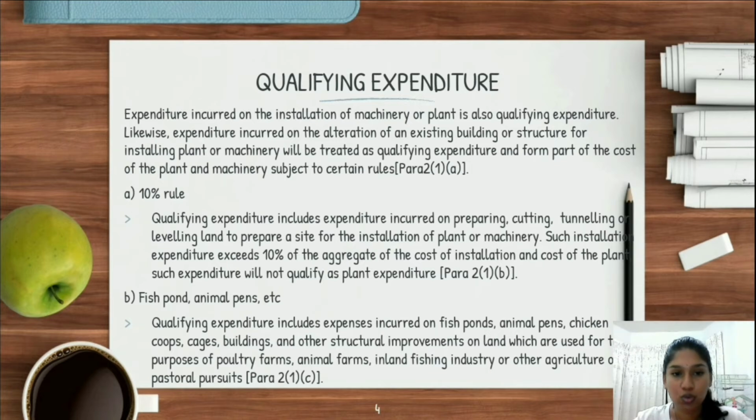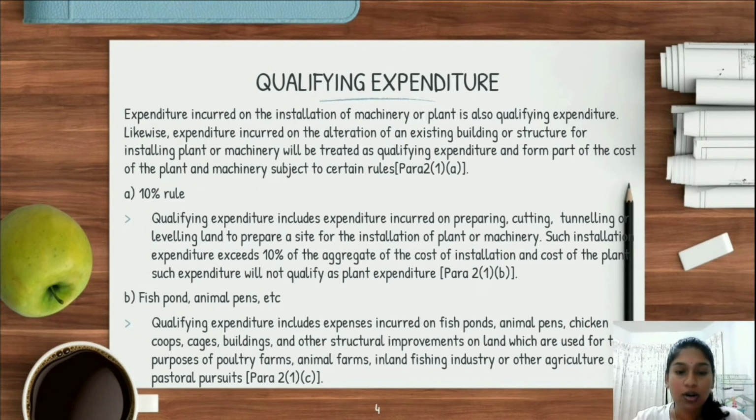A. 10% rule. Qualifying expenditure includes expenditure incurred on preparing, cutting, tunneling, or leveling land to prepare a site for the installation of plant or machinery. If such installation expenditure exceeds 10% of the aggregate of the cost of installation and cost of plant, such expenditure will not qualify as plant expenditure.